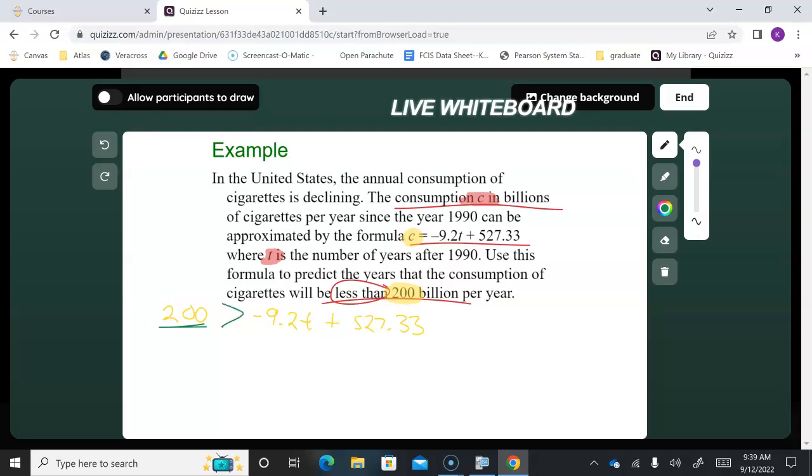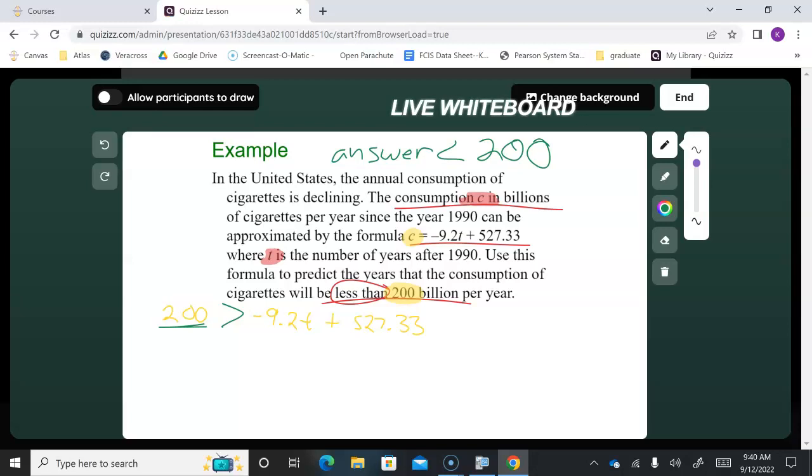Greater than. Even though the problem says less than, it's indicating your answer needs to be less than 200. Okay? Answer needs to be less than 200. So that's why the 200 gets the greater than sign.